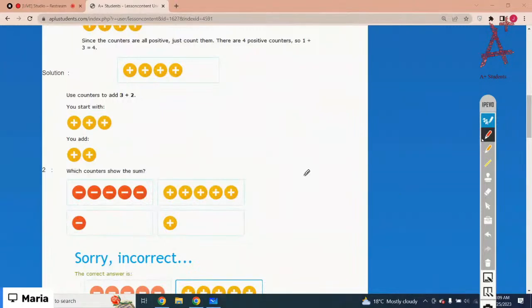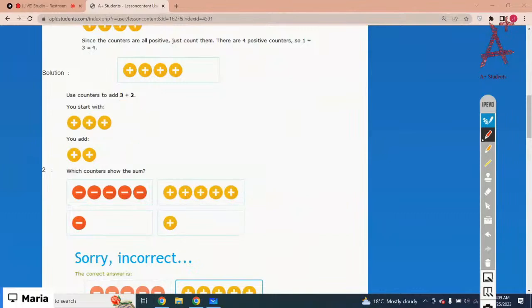Okay, the next one is 3 plus 2. Both the numbers are positive. That means you have to make the positive counters. So you have 3 counters for 3, because 3 is a positive number. So they are the 3 positive counters for 3, and here you have the 2 counters for 5. So now which counters show the sum? Because all the counters are positive, together they make 1, 2, 3, 4, 5, 5 counters, so that would be the correct option. Got it? Because it shows the 5 positive counters.